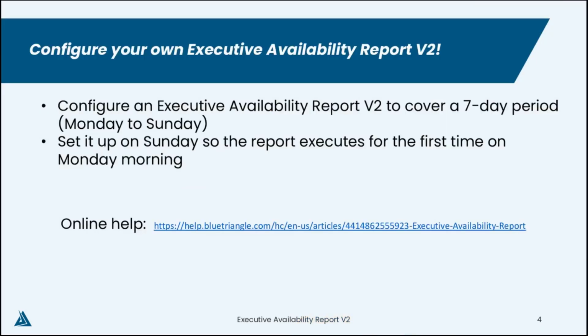Okay, in terms of what I'm going to ask you to try, configure an executive availability report version 2 to cover a 7-day period. Have it cover Monday through Sunday. Right now, the only option is to start the report tomorrow. So this would have to be done on a Sunday if you want a Monday to Sunday availability number. We do also have online help. You can go to our help section.